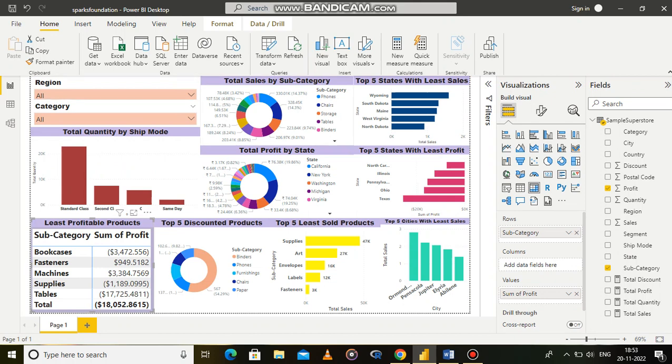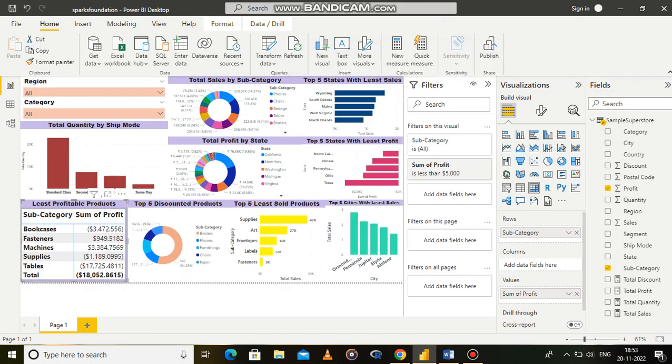And I've also done some advanced filtering options here, like I've used the sum of profit where it's less than 5,000 for a table. There are a lot of advanced filtering options that you can use.